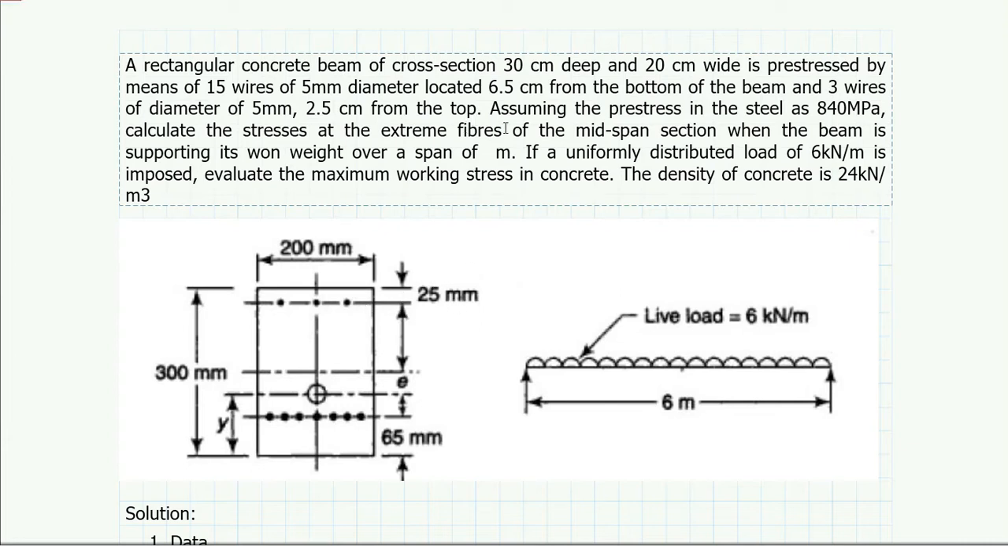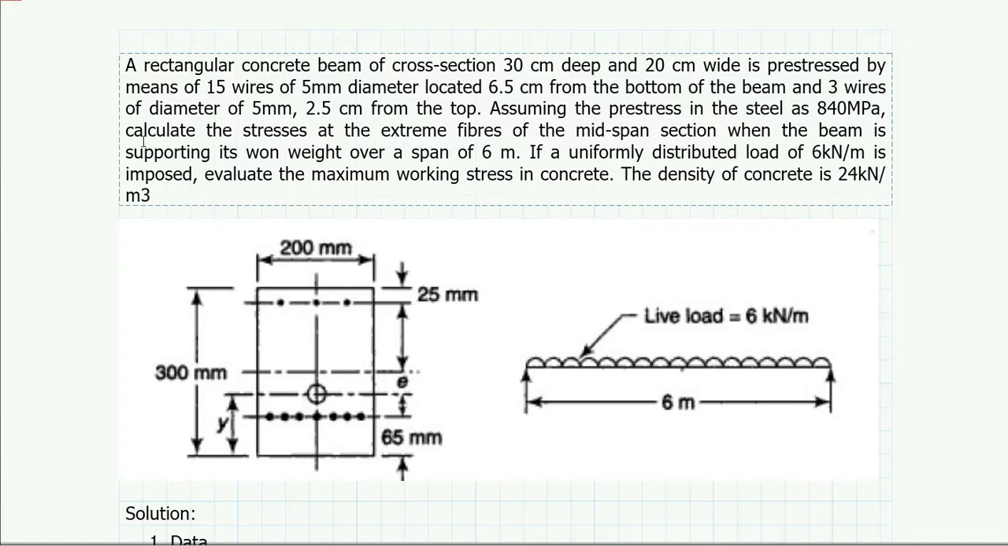Now assuming the pre-stress in steel as 840 megapascal, calculate the stresses at the extreme fibers of the midspan section when the beam is supporting its own weight over the span of 6 meters. If a uniformly distributed load of 6 kN per meter is imposed, evaluate the maximum working stress in concrete. The density of concrete is given as 24 kilonewton per meter cube.